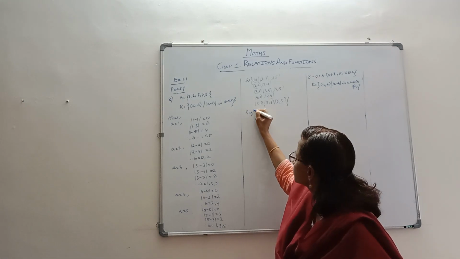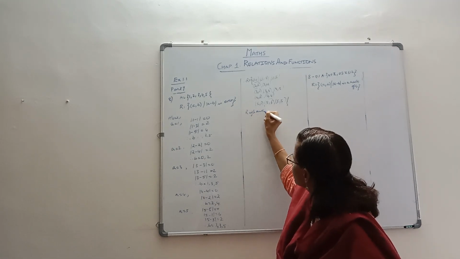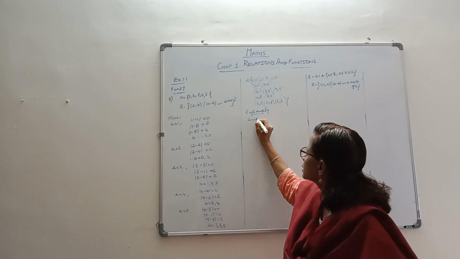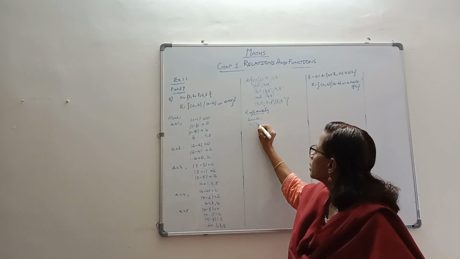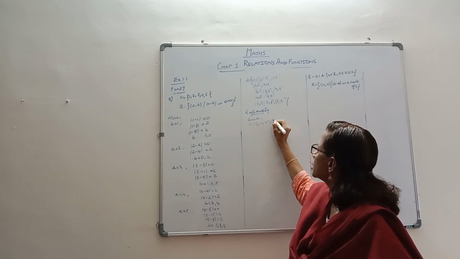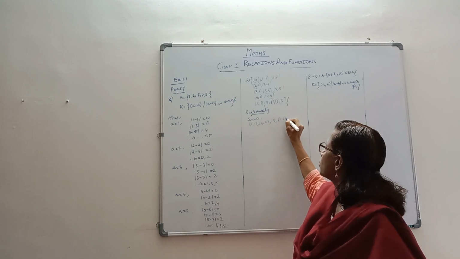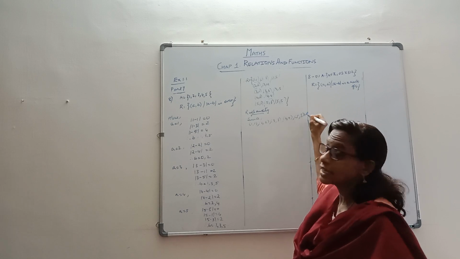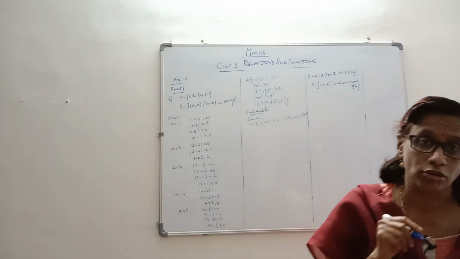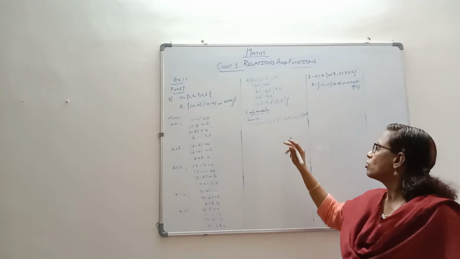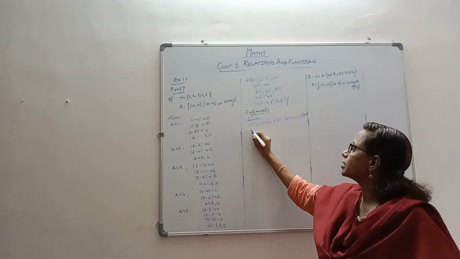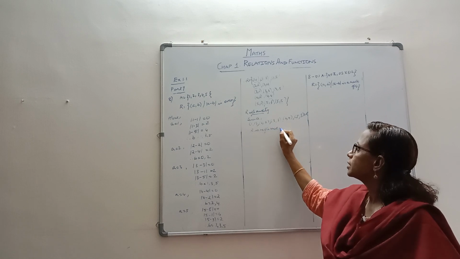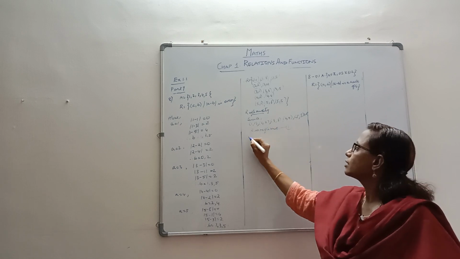So reflexive: since (1,1), (2,2), (3,3), (4,4), (5,5) belong to R. You can write (A, A) belongs to R for A belonging to the set, like that also you can write. So since all these belong to R, therefore R is reflexive. So that's done. Then we can go for symmetricness.